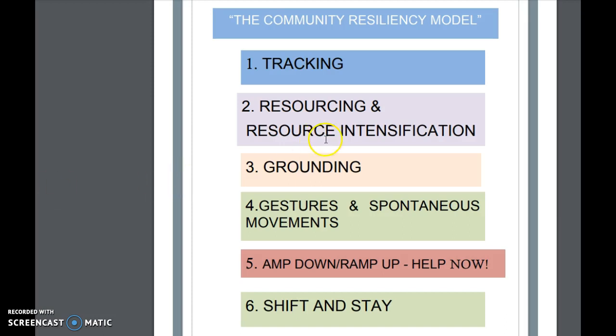Now, two, resourcing and intensifying your resources. Resourcing is when you sort of do the opposite. Instead of tracking your upset, you want to call up resources like peacefulness or love or strength or a positive memory, and think about how that makes you feel. And then track that by describing the body sensation you feel, the differences in your body. And one of the techniques they talk about is doing this back and forth, where you track your upset, then you go to a resource and track that.